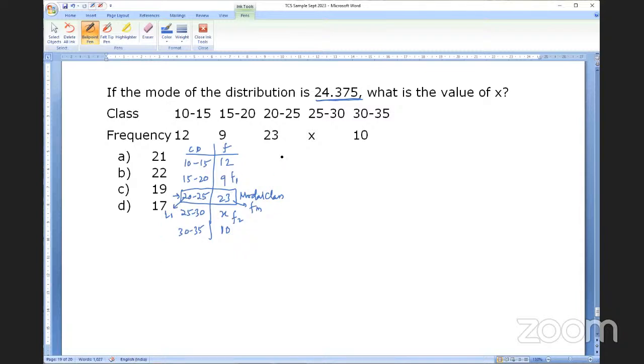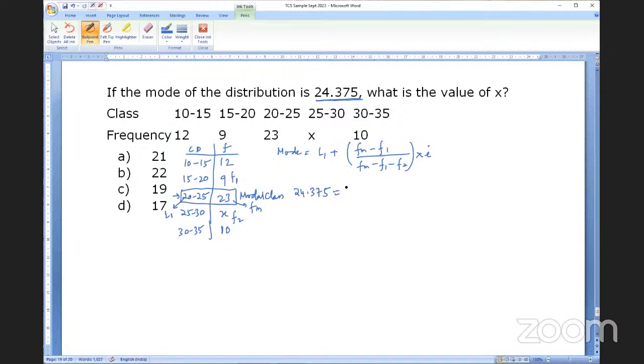When all these are identified, mode is equal to L1 plus (Fm minus F1) upon (Fm minus F1 minus F2) into I, where I is the class length. Here we can see that all classes have the same length, so this formula is applicable. Now we just need to put in values.